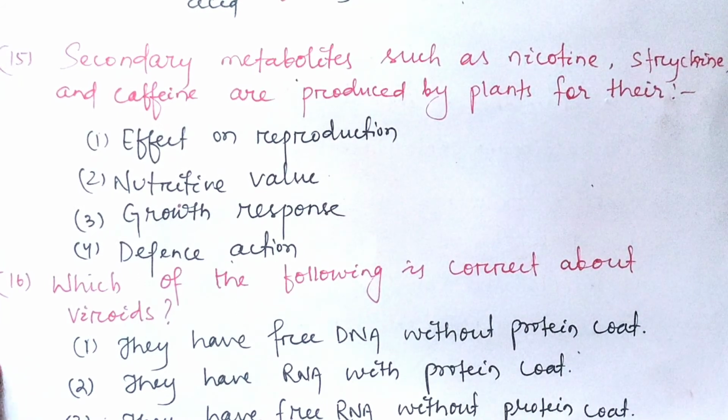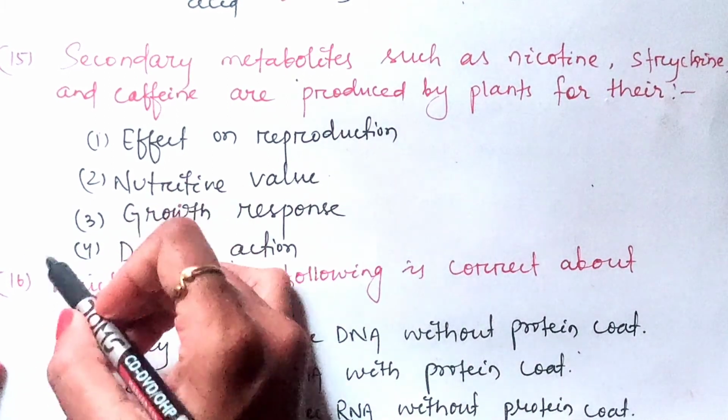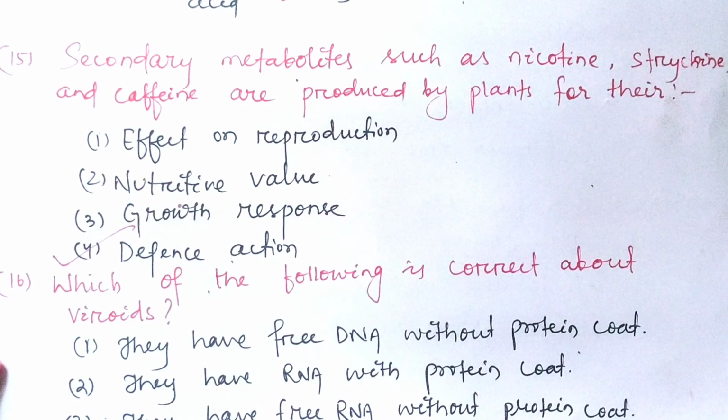Then question number 15. Secondary metabolites such as nicotine, strychnine, caffeine are produced by plants for their option 1 effect on reproduction, nutritive value, growth response and defense action. So it helps in defense action against grazers. So option 4 is the correct answer.